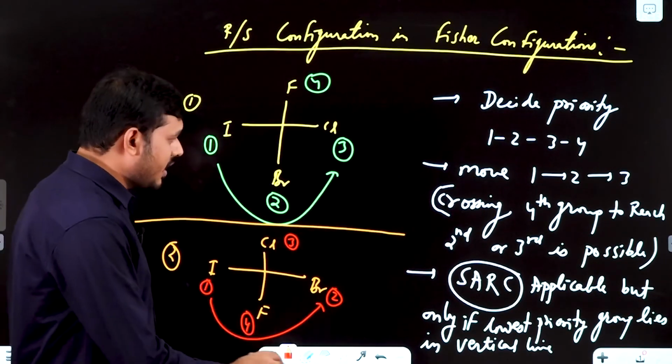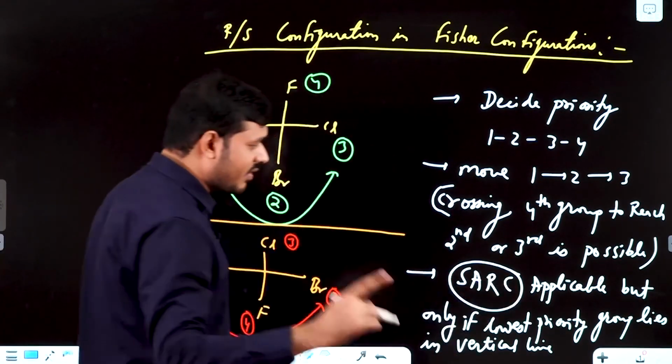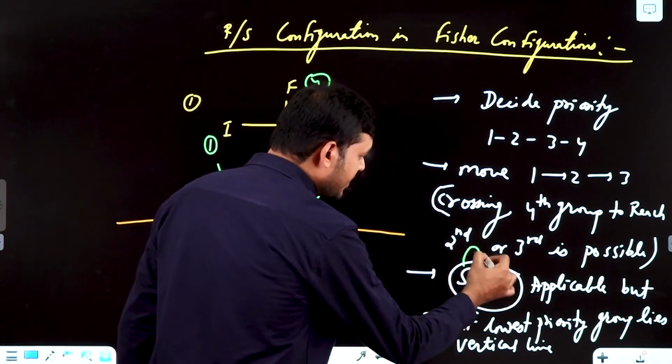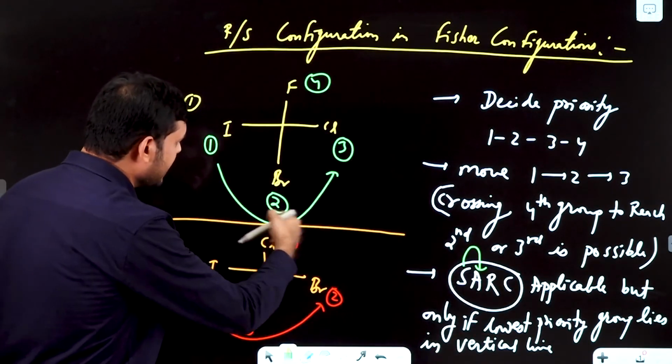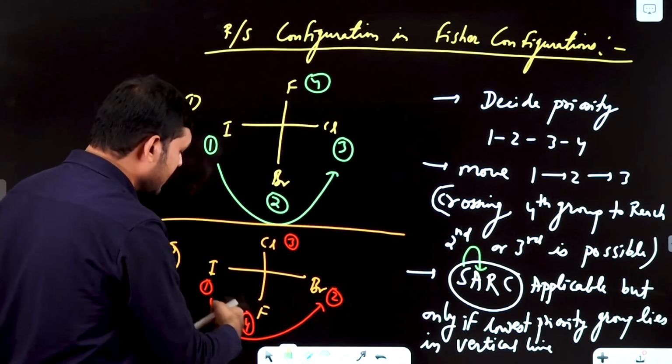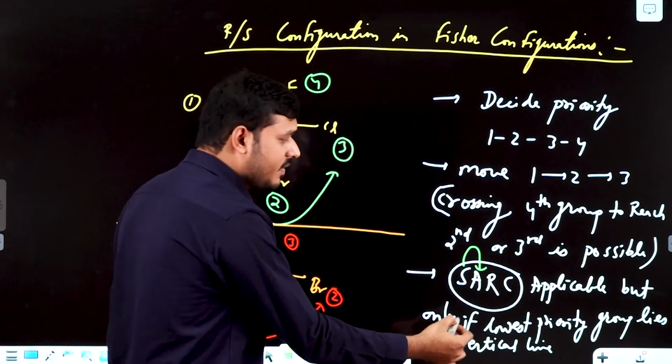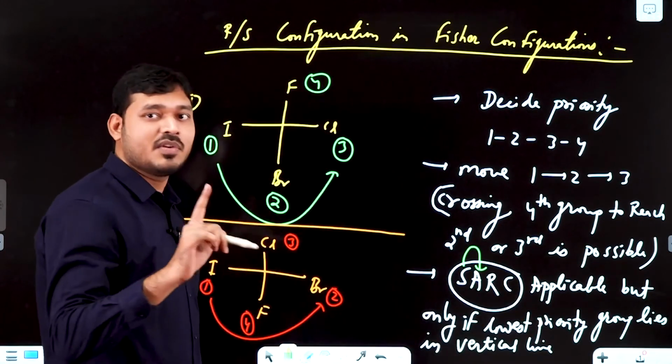Okay. Now SARC. What was SARC? SARC was actually S configuration for anti-clockwise. Now see, this is anti-clockwise. So S, and this is also anti-clockwise. So this is also S. Applicable, but only if lowest priority group lies in vertical line.